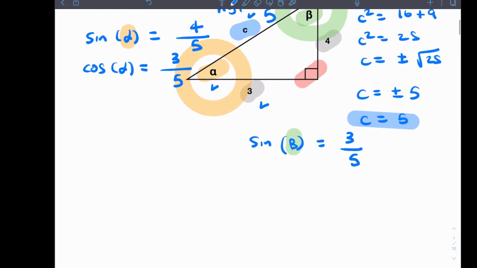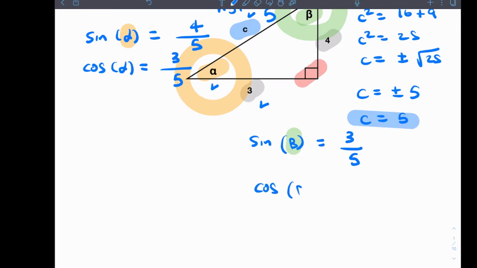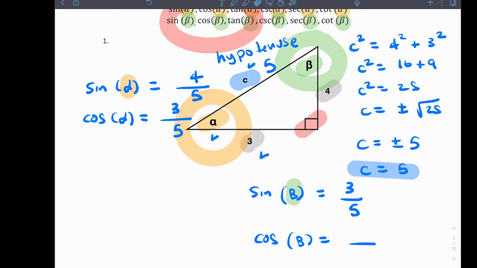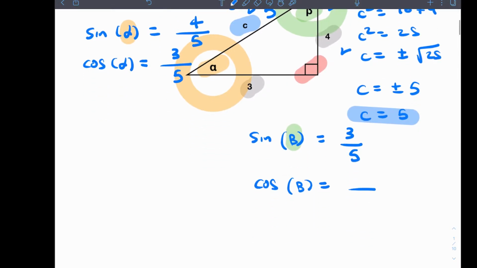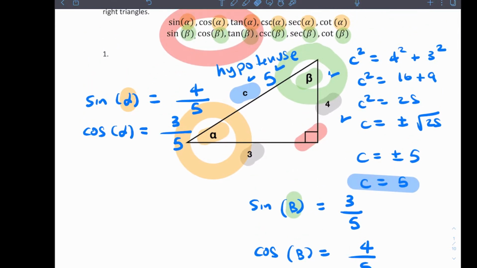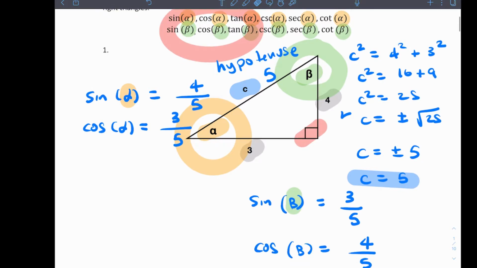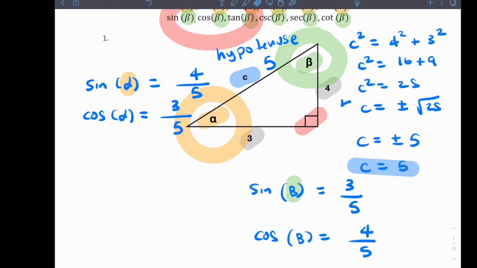Okay, and now you might say, well, what about cosine of beta then? Well, same definition, but it's a different angle. So you go, okay, where's the beta angle? Beta's right here. The adjacent side is 4, and the hypotenuse is 5, since we said the hypotenuse never changes. So the adjacent side to beta is 4 and the hypotenuse is 5. And ladies and gentlemen, there you go. So you got different ratios.